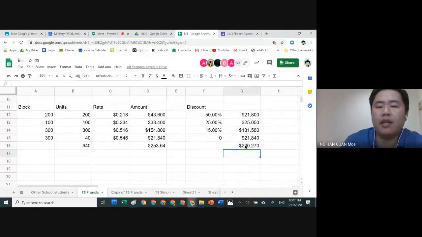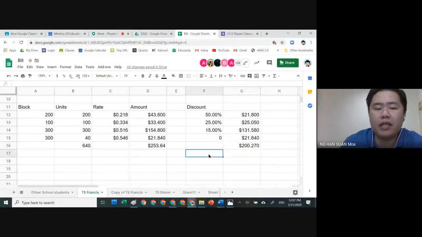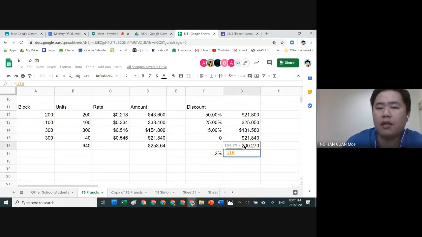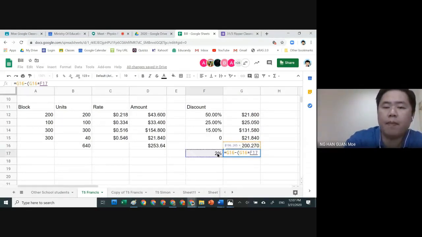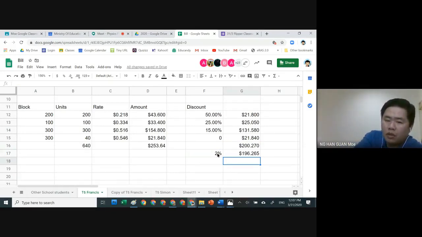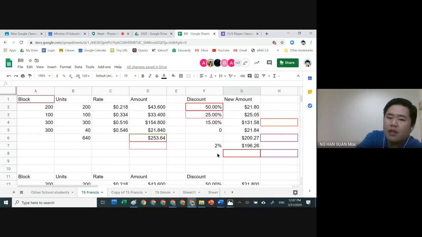Okay. So then this amount, we're going to minus another 2%, right? It means that this amount, we have to minus the amount by multiplying by the 2%. So at the end, you have to pay 196.265 cents, right? So there's a correct answer presented by the 5 and 6.